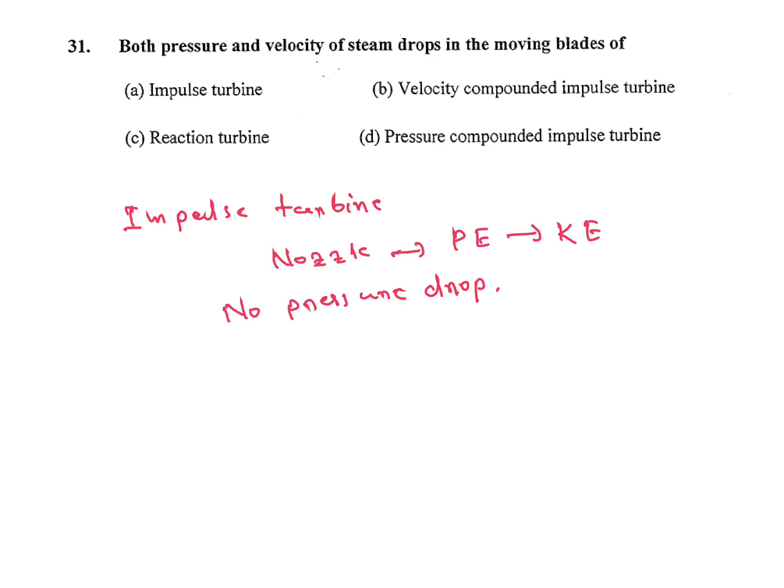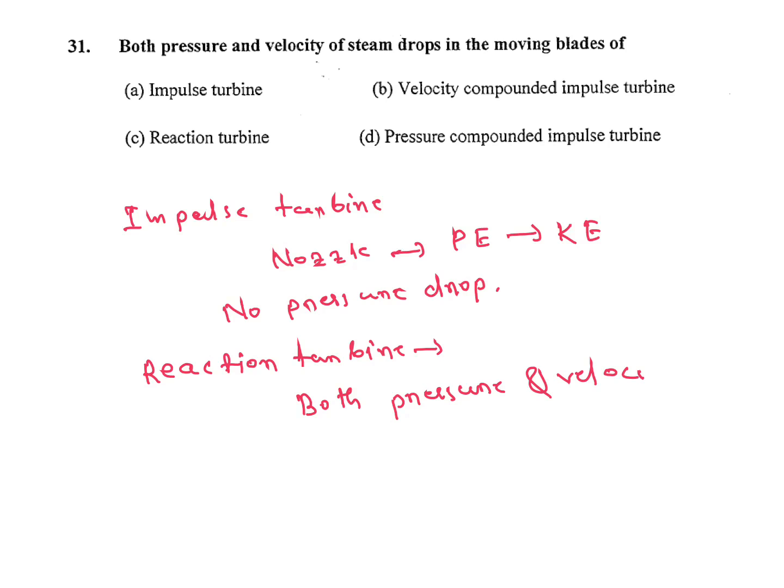But in a reaction turbine, both pressure and velocity drop. So the answer is reaction turbine: both pressure and velocity of steam drop. Reaction turbine is the answer. If they ask only for no pressure drop in the moving blade, then the answer will be impulse turbine.